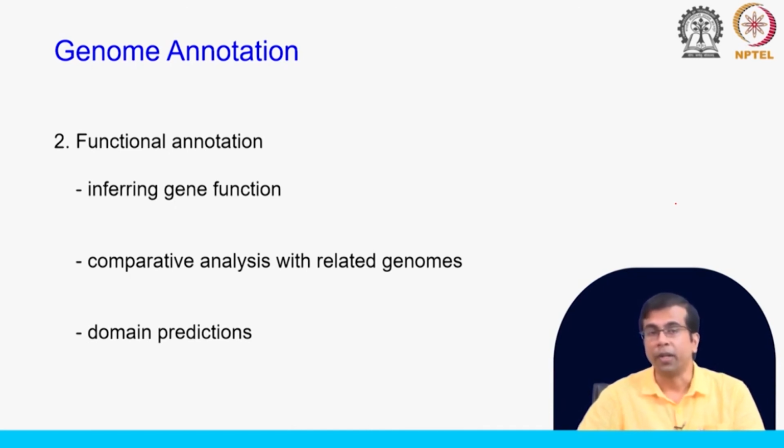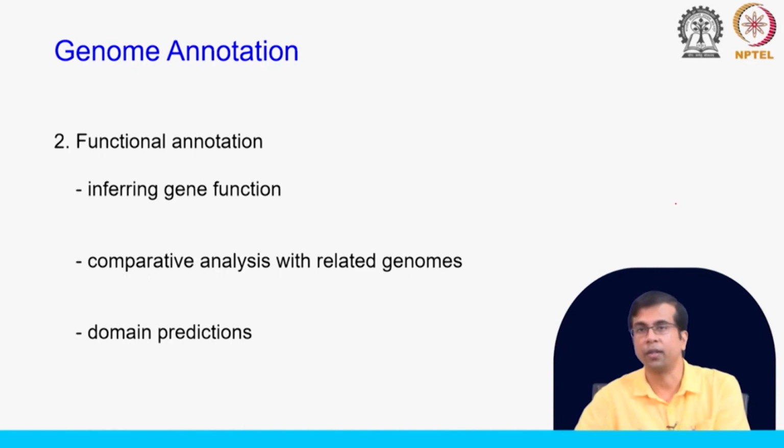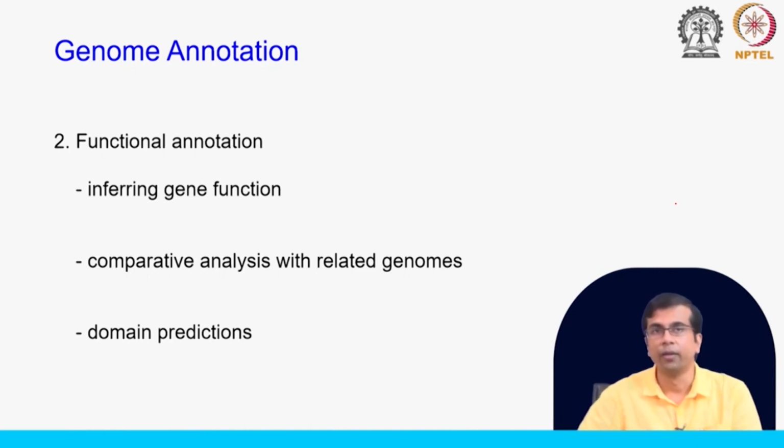Alternatively, you can also do domain prediction. For specific functions, you have specific protein domains, and if you see the presence of certain domains in certain genes, you might predict that this gene is probably associated with this kind of function.